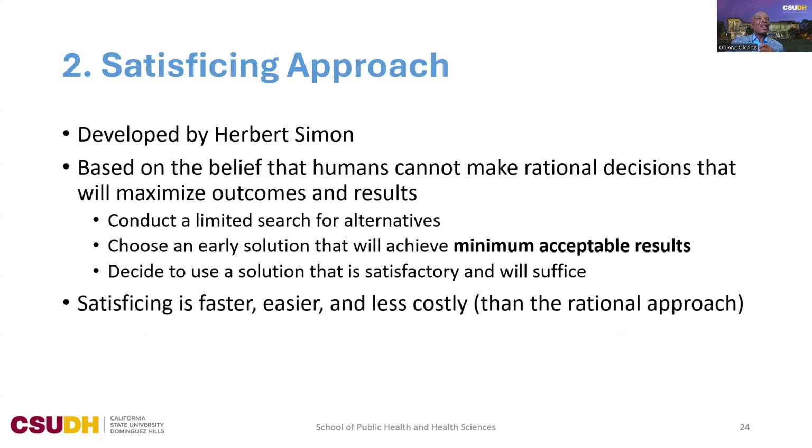So let's go to the second one, the satisficing approach. Again, I mentioned it earlier on that here you're trying to just do what is good enough. It was developed by Herbert Simon, who recognized the limitations of human decision-making using the rational approach. It is based on the understanding that individuals cannot always make perfect rational decisions to maximize outcomes. So you search for limited alternatives.